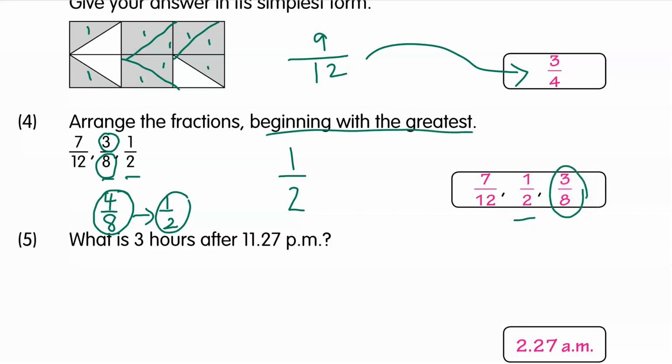Beginning with greatest, 7/12 is definitely greatest. Why? Because 7 out of 12 is greater than 6 out of 12, which is half. So it has got to be put earlier. Anything smaller than half will put to the other side.